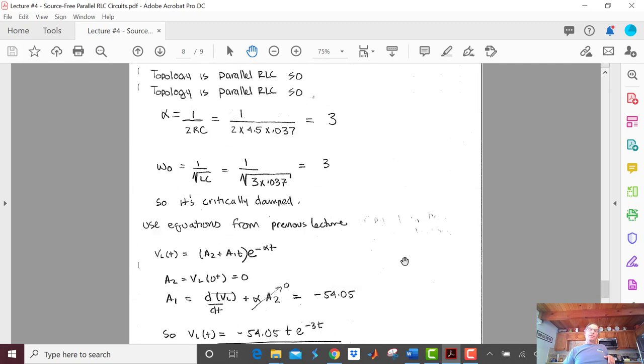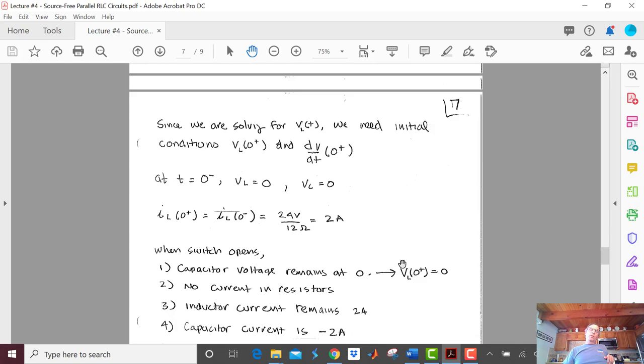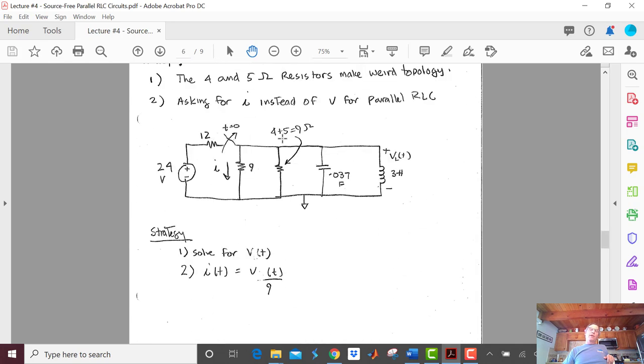So now let's look at this circuit one more time, because I want to know V at t equals infinity. Take a look at this, use all the rules, and I'm going to give you just a second. At t equals infinity, we are again in steady state. So that means we have no voltage across this inductor. V equals zero.